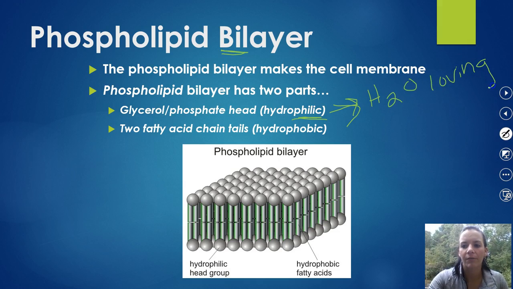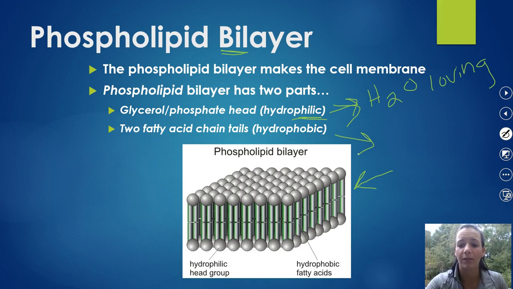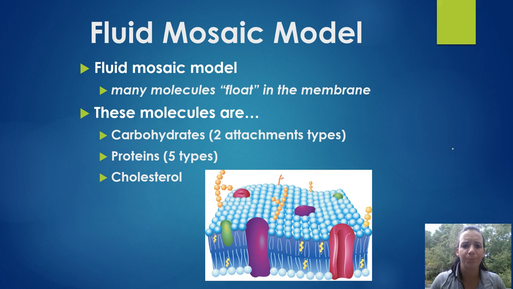So these parts of the cell membrane like water, so that's why they're on the outside. If you look down here at this picture, the tails are touching each other and the heads are facing outside because the tails are water phobic or hydrophobic, so they fear water. So they don't want to come into contact with water, and as you know, your body's made up of a lot of water, so the outside of your cell membrane is constantly in contact with water.